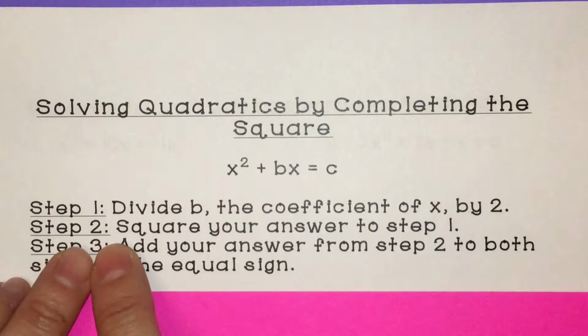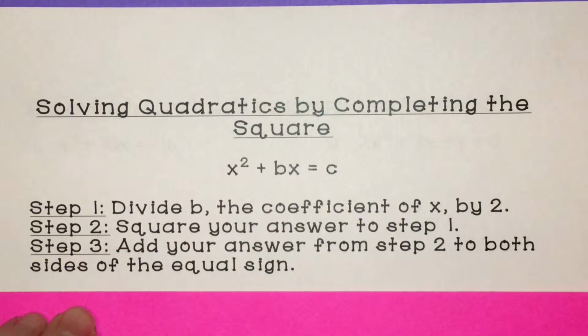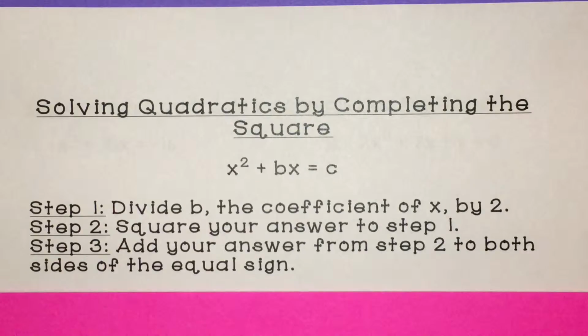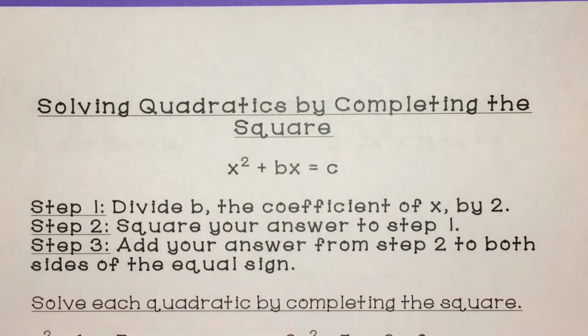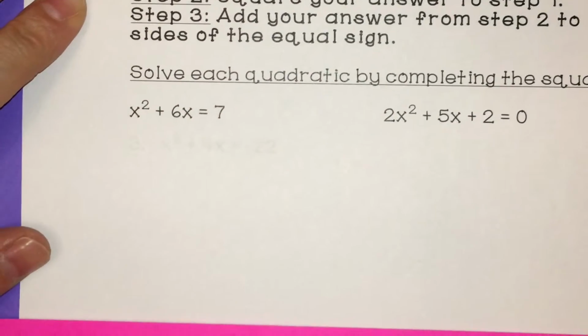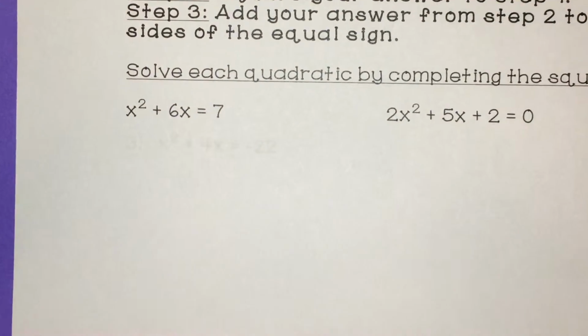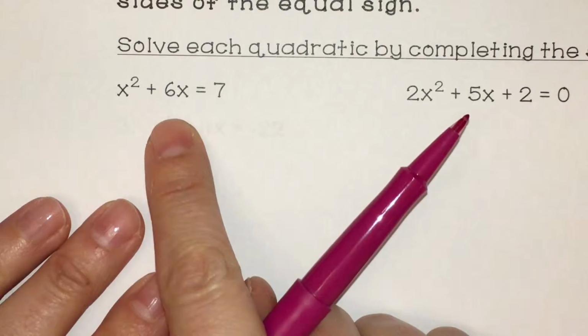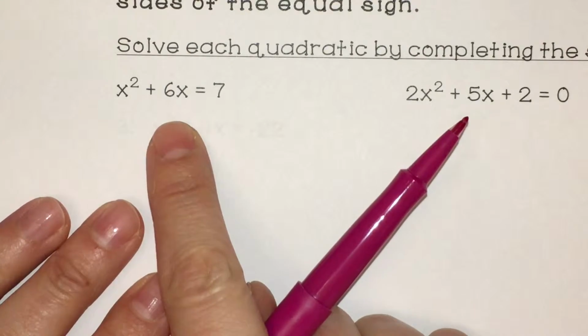Then in step 2, you're going to square the answer from step 1, and you're going to add the answer from step 2 to both sides of the equal sign. From there, we will solve for x. So we're going to do a couple problems together. On this first one, we're going to start by finding the b value.